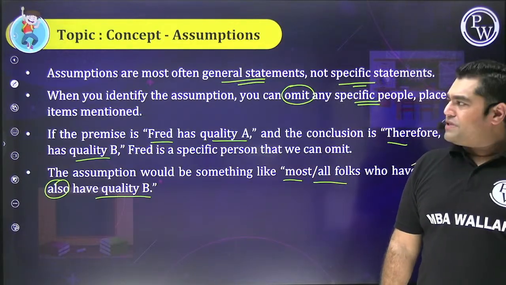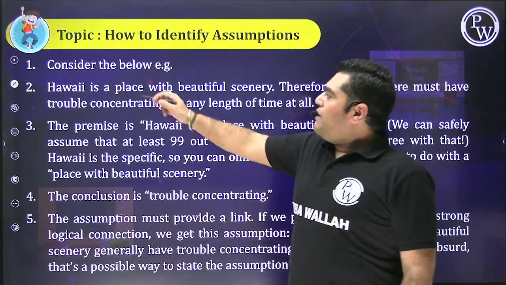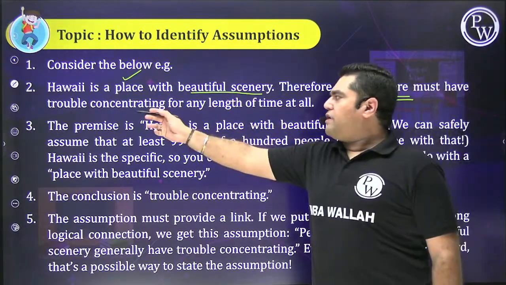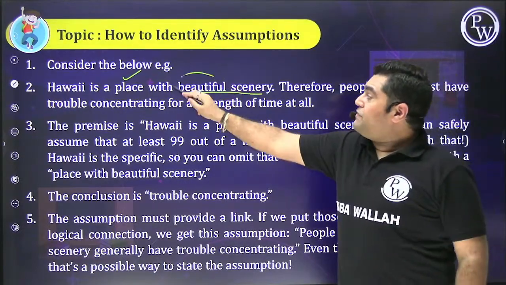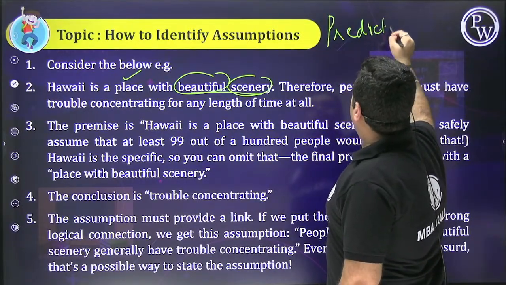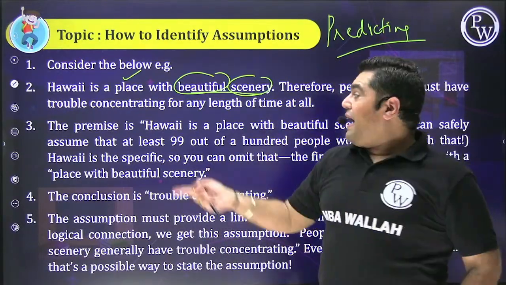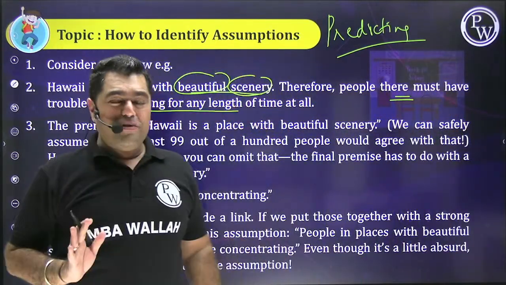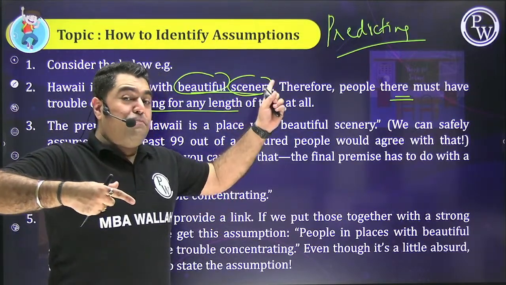Alright, making sense, people? I hope this is crystal clear. Chalo, one more example, just for it to be clear. Now, if I say Hawaii is a place with beautiful scenery, therefore, people there must have trouble concentrating for any length of time at all. Now we're talking of Hawaii. We're talking of a place with beautiful scenery. So people start predicting, start anticipating that my assumption should have something with a place with beautiful scenery and trouble concentrating for any length of time or trouble concentrating on work. That is common sense. That's a given. Thought process has to be a relation between trouble concentrating and the beauty of a place.